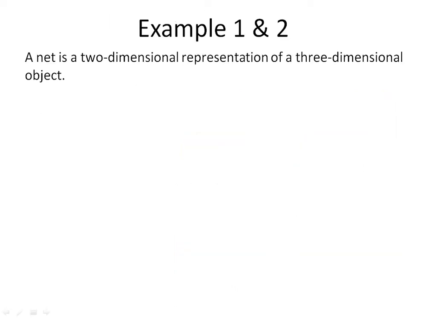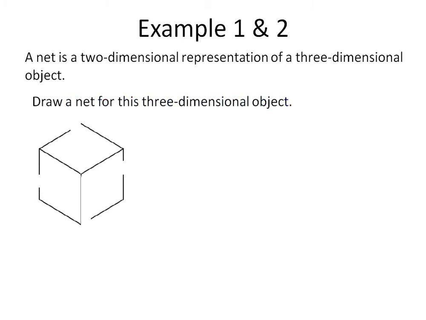Alright, let's look at examples 1 and 2. A net is a two-dimensional representation of a three-dimensional object. Now, the three-dimensional object that they're giving us in this case is this right here. So it turns out to be a cube. Okay, it will look something like this.